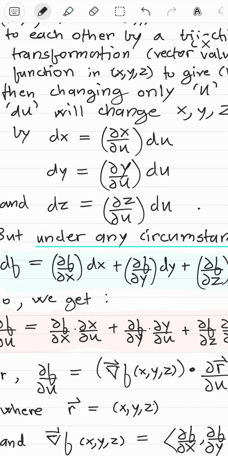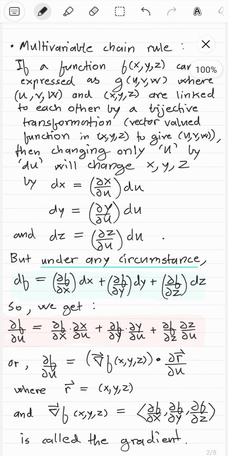Take that common from these three terms and then divide by du, you'll get this thing, and it should be df upon du on the left hand side, but then since you're only changing u, it's basically partial f upon partial u, right? Also, this can be written in this way, which you don't have to worry about right now. It's just some shorthand notation.